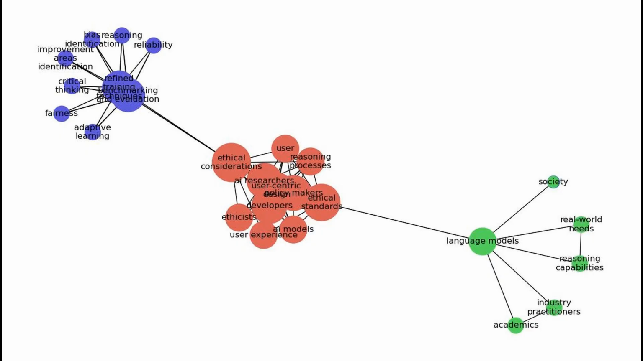Ongoing research and development in AI will play a crucial role in continuously improving models like UN, especially in enhancing their reasoning capabilities while upholding ethical standards. Here are ways in which this can unfold.